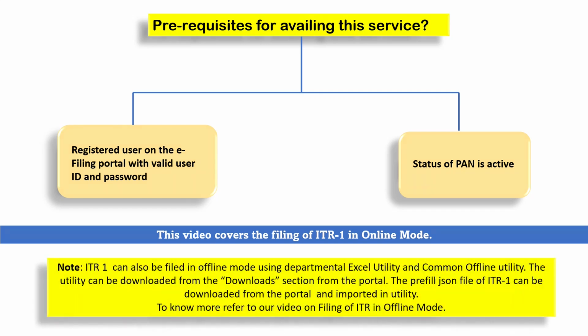However, the form can also be filed in offline mode using departmental Excel or common offline utility. The utility can be downloaded from the downloads section from the portal. You can download the pre-filled JSON file of ITR 1 from the portal and then import it in the utility. To know more, refer to our video on filing of ITR in offline mode.